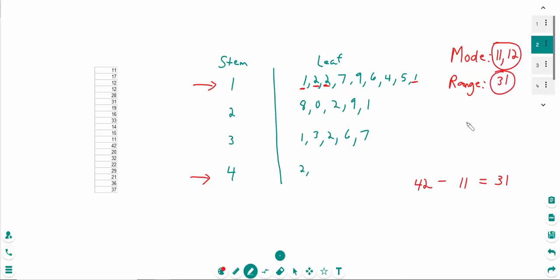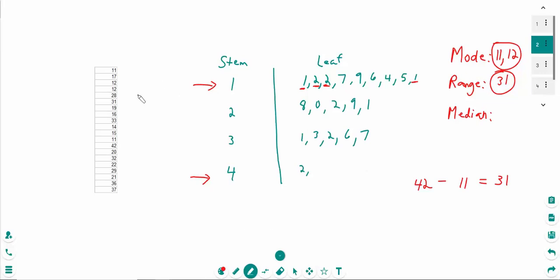Okay? Excellent. Now, let's try to find, and again, I won't worry about the mean, but let's try to find the median. So how would you find the median? Go ahead and take a minute and try to figure that out. How would you find the median?